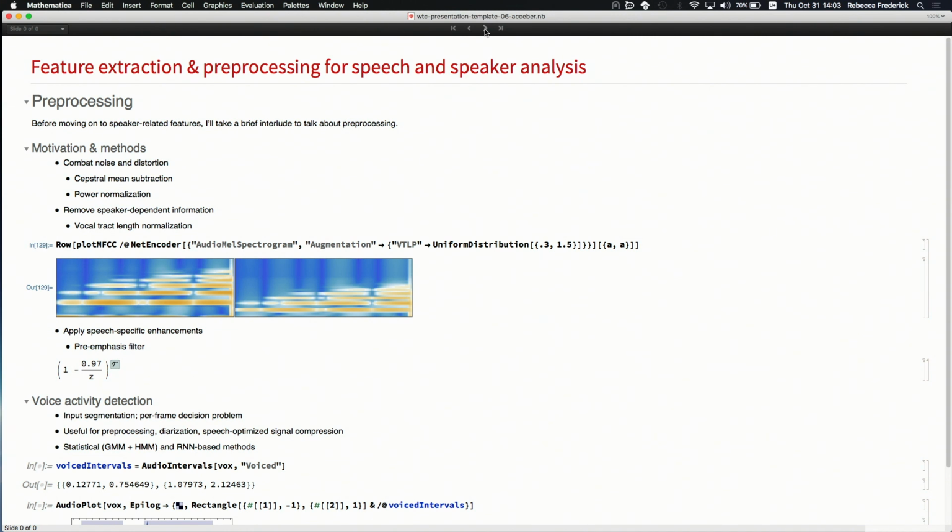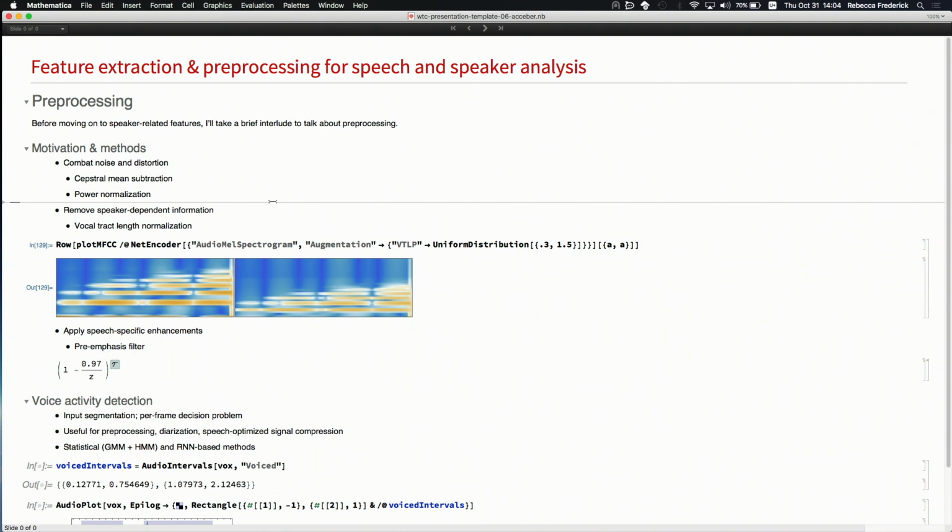And we take this smoothed, warped spectrogram and take the inverse Fourier transform to get a set of uncorrelated coefficients where most of the speaker-dependent pitch information is removed. And basically this leaves us with a small set of features which contain semantically meaningful information about the input. And this is also easily accessible through the audio net encoders and audio local measurements.